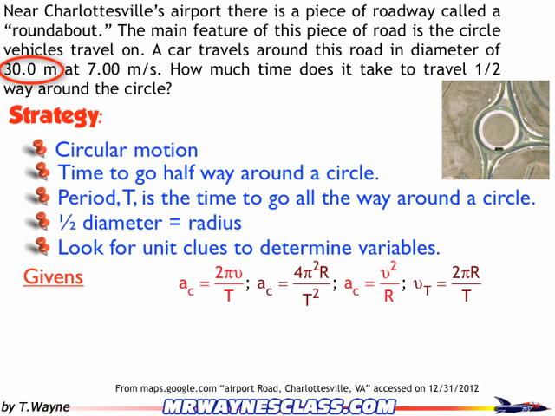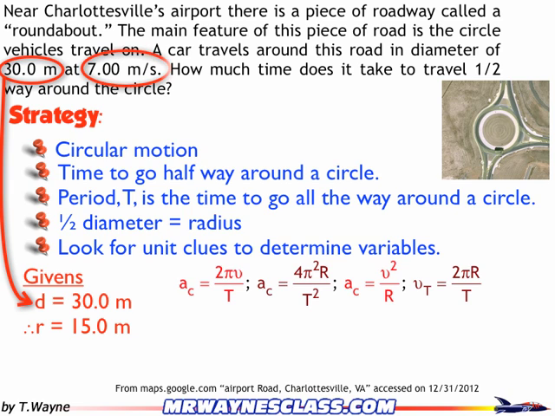I've got 30 meters. That's a distance in a formula talking about circular motion. In this case, that's talking about the diameter, which therefore I know because the radius is half of that, the radius is equal to 15 meters. The 7 meters per second, those units of meters per second kind of give it away, that that's going to be the velocity. Actually, it's the tangential velocity of it going around. And I'm looking for the period.